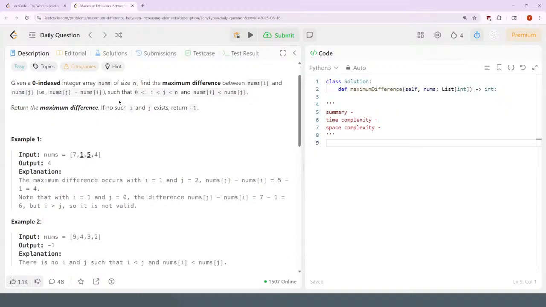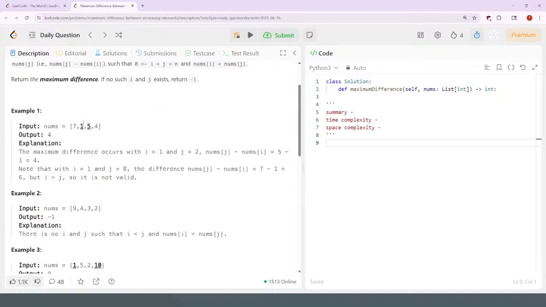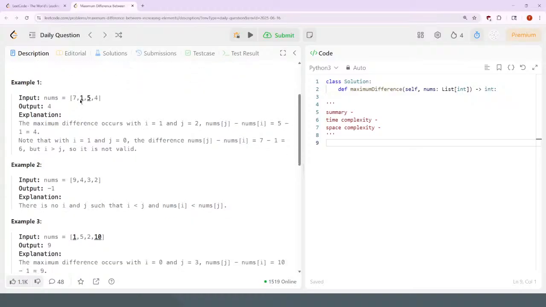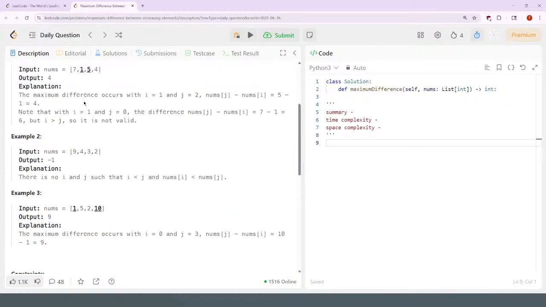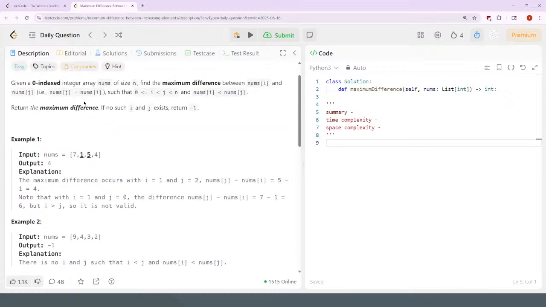So maybe the array is only one element. So the difference here is 5 minus 1. That's 4. It's not the absolute value difference, so it's not like 1, 7. And you have to subtract the later one by the earlier one. Interesting.